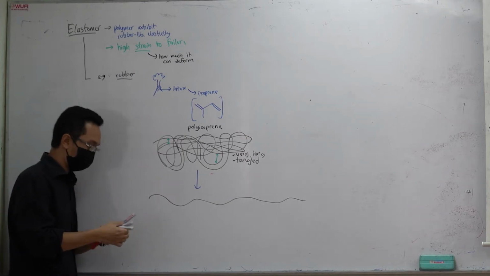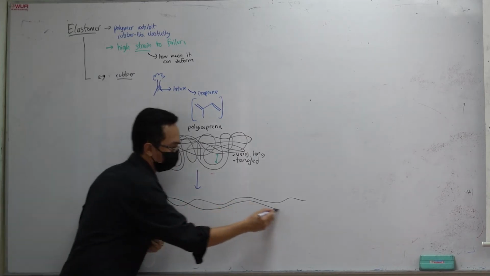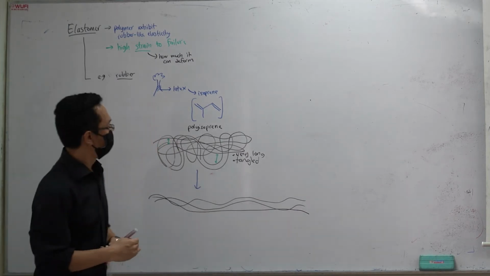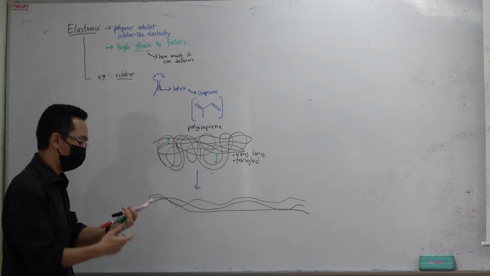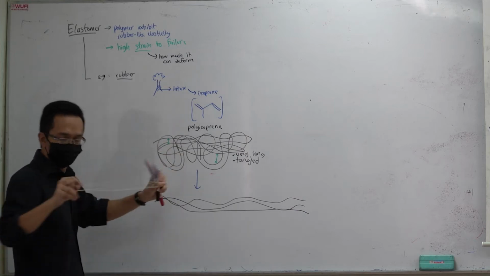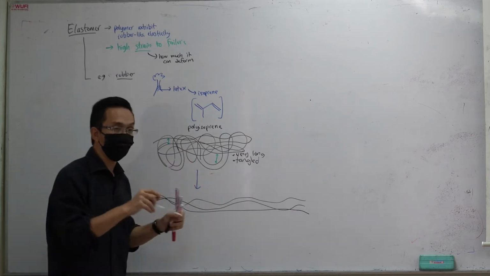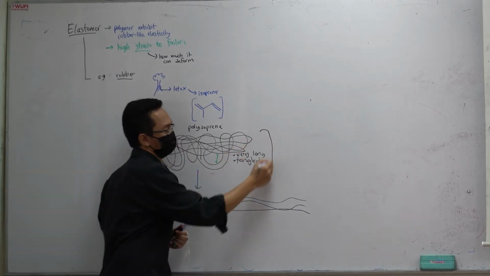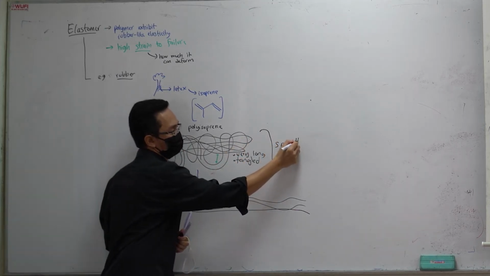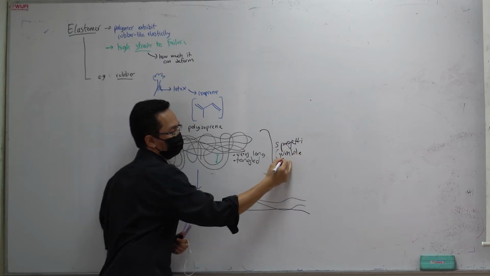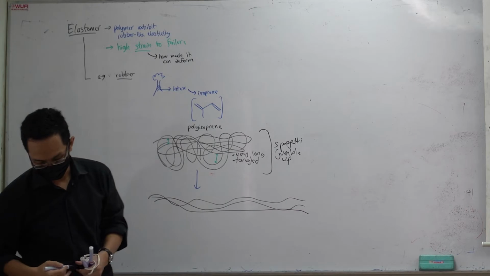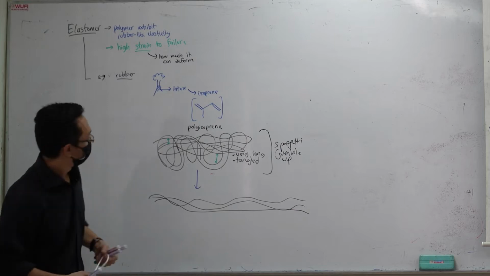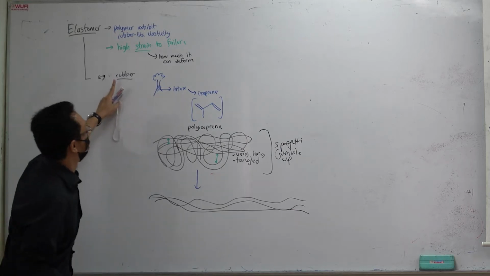So when you put a load, it will unstretch and untangle itself. That's what lets you pull the rubber apart like this. When you pull apart this jumble of chains, it's like spaghetti: jumbled up, it will unravel and become long chains. That's what makes rubber so stretchy. So that is one example of elastomer.